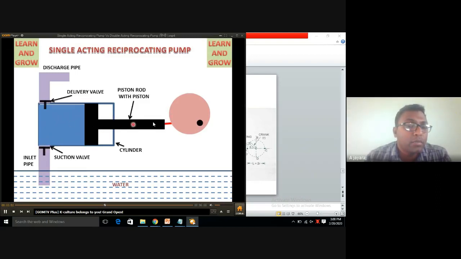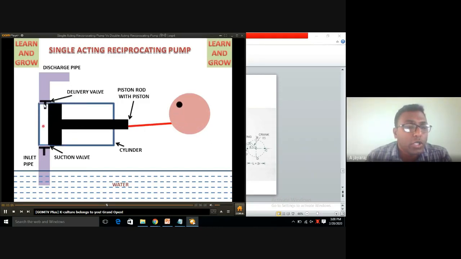The extension stroke. When the piston extends further, it pushes the liquid in order to reduce the volume, thereby increasing the pressure. Because of the increase in pressure, the delivery valve opens up. Here we are able to see the delivery valve opens. The liquid in this region at higher pressure discharges into the discharge pipe. So this is the concept behind the single acting reciprocating pump.